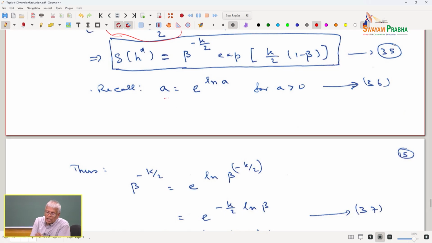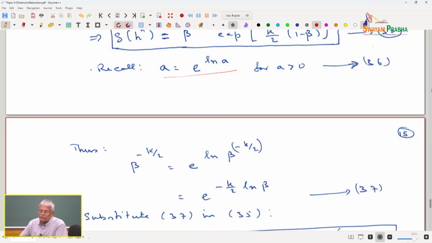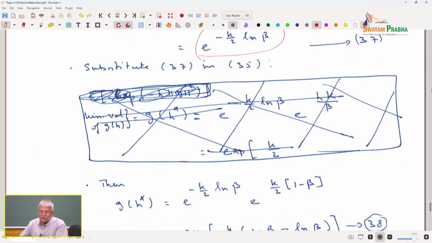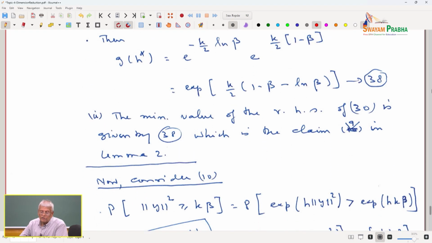Now, we all know a is equal to e to the power of log_e a for any a greater than 0. So, by applying this, beta to the power minus k by 2 is simply e to the power of minus k by 2 log beta. Substituting 37 and 35, we already know g of h star is given by this, which when substituted gets simplified to that. The minimum value of the right hand side of 30 is given by 38. So this is the minimum value of that, which is the claim 9 in lemma 2.